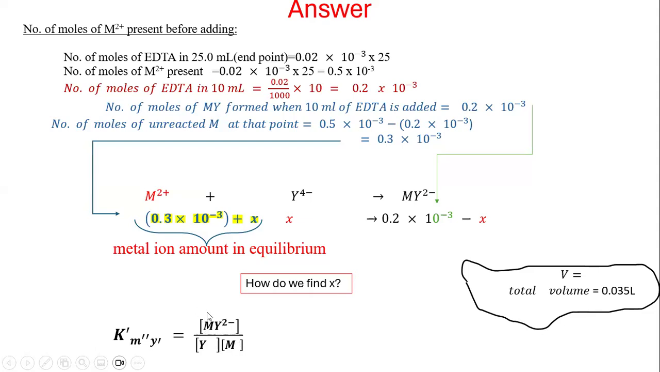the M by 2 minus? How much is produced? How can you calculate? We know, madam, the EDTA concentration and volume. Then we can calculate the number of moles of EDTA. The stoichiometry is 1 to 1, so the number of EDTA moles equals the number of moles of MY2 minus.